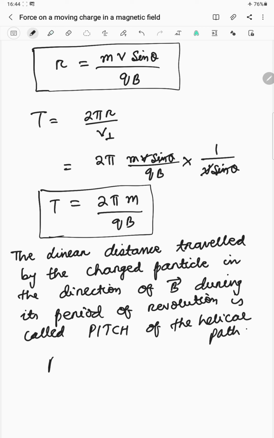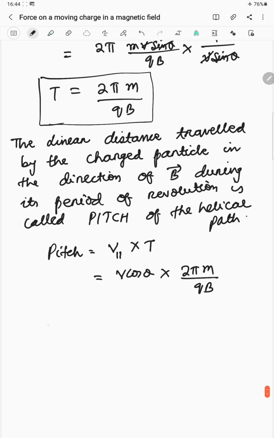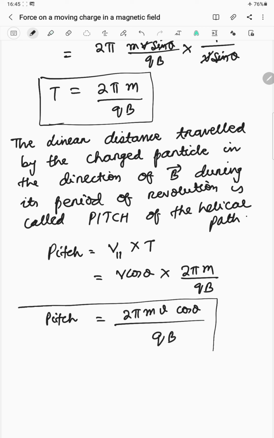Okay, and what is pitch then? Pitch will be speed into time. Now which velocity will we take? It will be parallel or perpendicular. Pitch is in the x-axis, so you will take v parallel into t. Now what is v parallel? v cos theta. And what is t you have found out? 2 pi m by qB. Then what will be the expression for pitch? Pitch will be equal to 2 pi m v cos theta divided by qB. This is your pitch. Okay, clear?